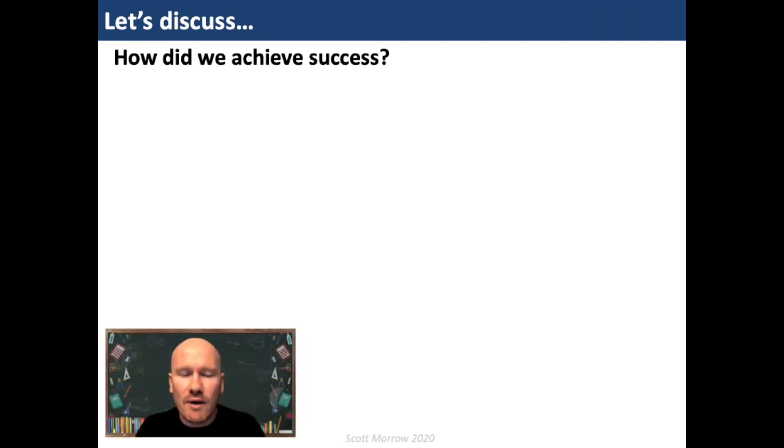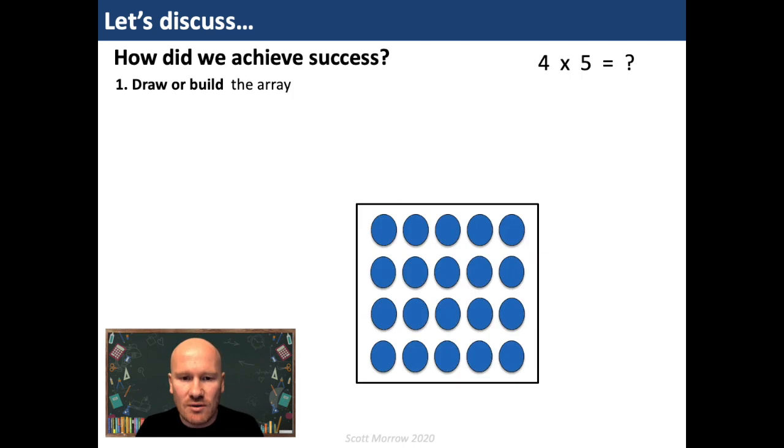So how could we work out any multiplication story that we don't know? Let's use 4 by 5 to demonstrate this. The first thing that we can do is draw or build the array. So here you can see we've used counters to draw an array that has 4 rows with 5 counters in each row. If we're not sure how to multiply 4 by 5, then we can partition that array.